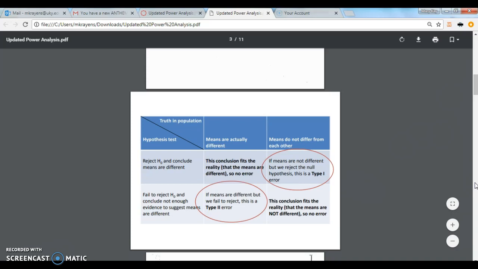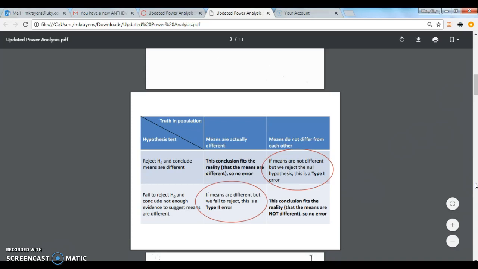If you look at the first column of this table, the hypothesis test also has two possible outcomes. One would be that you reject the null hypothesis and conclude that the means are different, or that you fail to reject and conclude that there's not enough evidence to suggest that they're different. So, given the two possible true states of being and the two possible hypothesis test outcomes, there are actually 4 combinations of these two things.